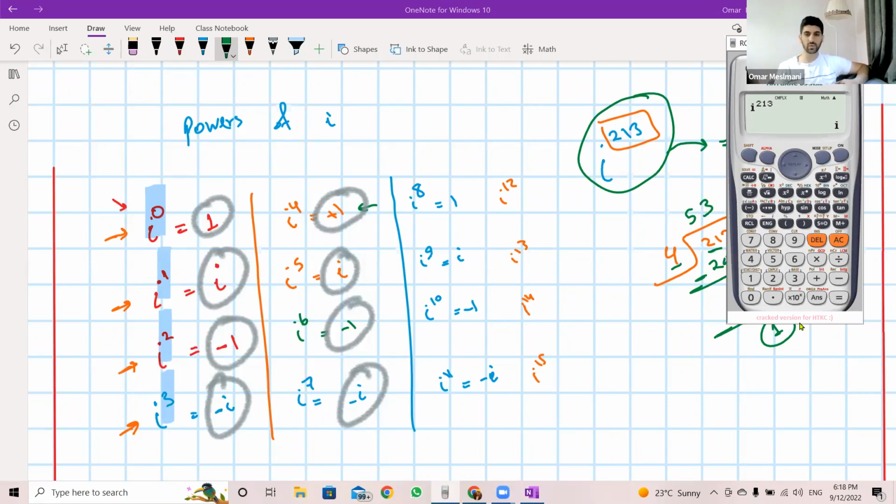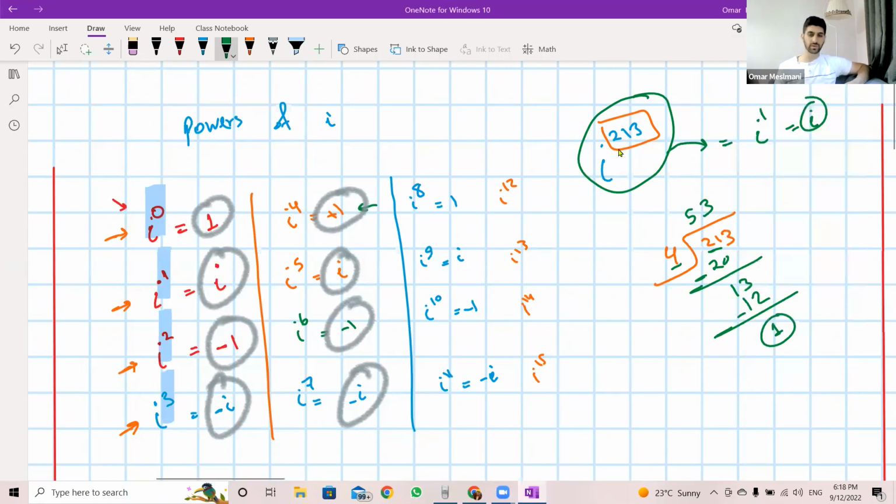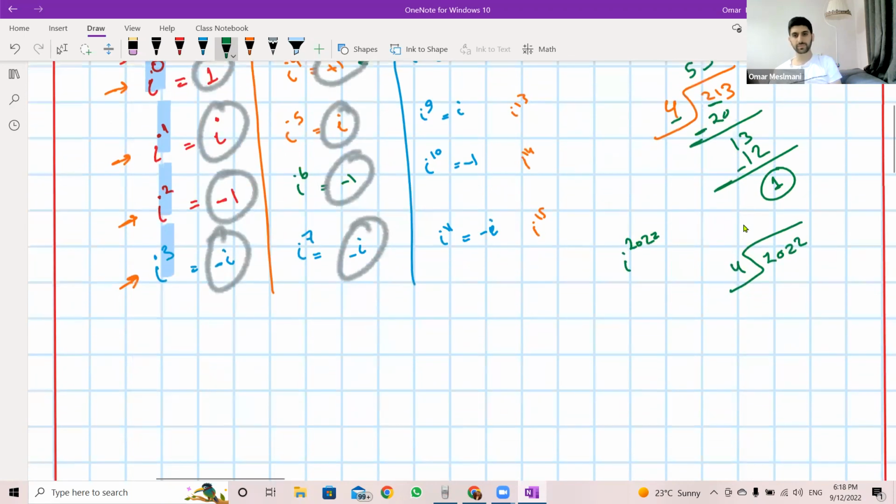You cannot use a calculator. So what should you do? You take the power, whatever power they give you. For example, if I say I power 2022, like a year, what you do is take 2022, divide it by 4, and find what your remainder is. I would say it's a 5. 5 times 4 is 20. You subtract, you get a 0.